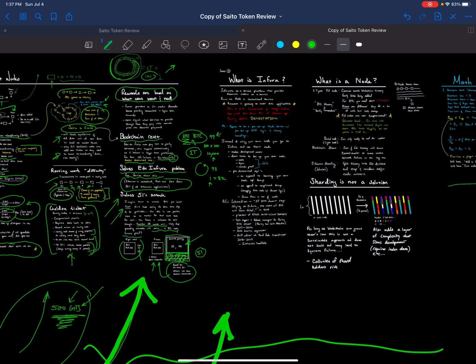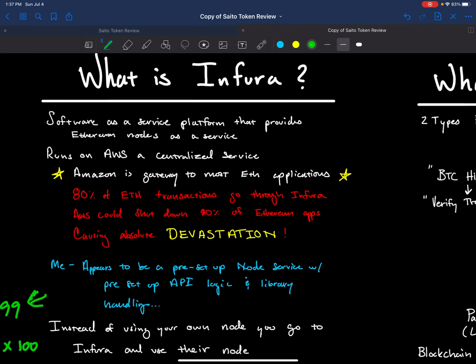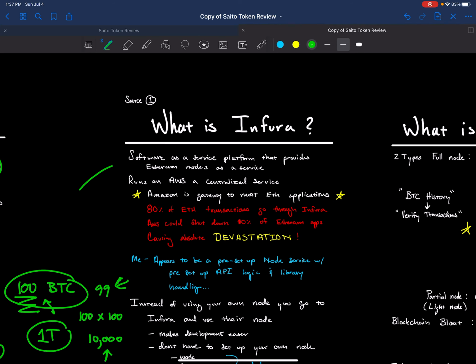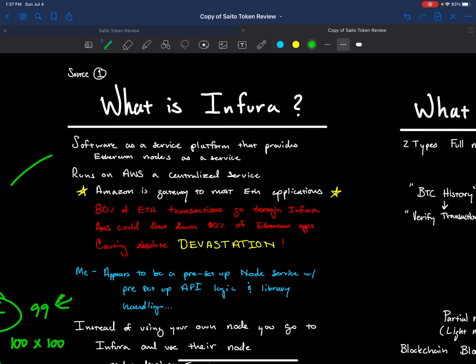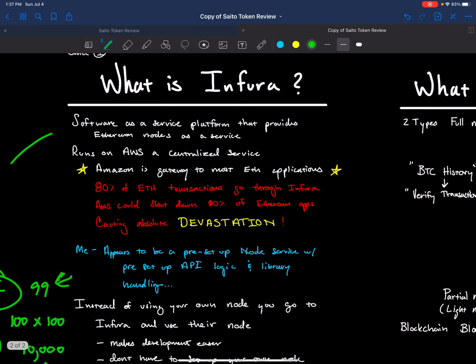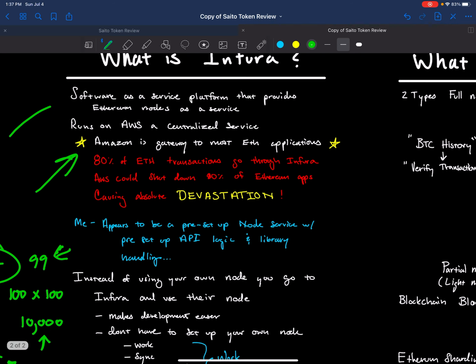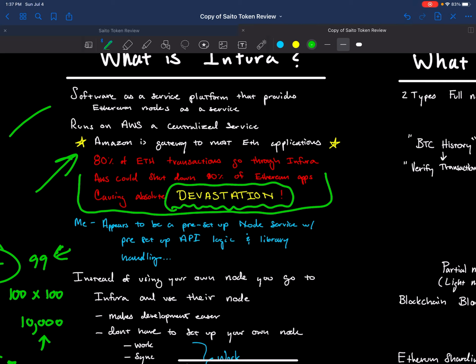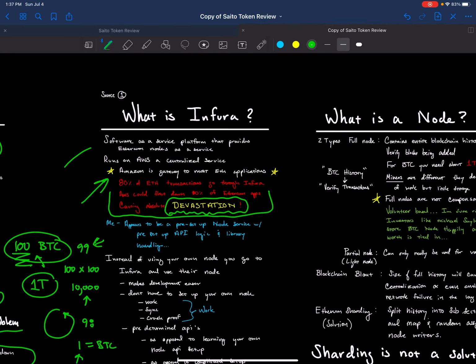Okay, so let's go into what is Infura. Infura is a software as a service platform that provides Ethereum nodes as a service. And it runs on AWS servers, so it's a centralized service. Amazon is thus the gateway to Ethereum. 80% of transactions go through Infura. AWS could single-handedly shut down Ethereum apps, 80% of them, causing absolute destruction and destroying the Ethereum ecosystem. Ethereum is centralized. It's controlled by Joe Lubin, which is Infura.